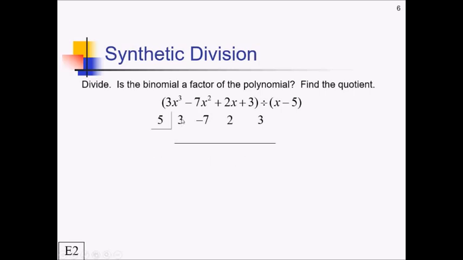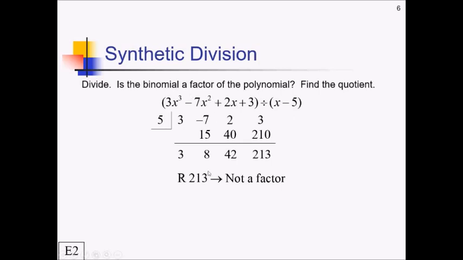Bringing down our first coefficient, we have a 3 down here, times 5 gives us 15, plus negative 7 gives us 8, times 5 is going to give us 40. 2 plus 40 is 42. 5 times 42, that's 210. And 3 plus 210 gives us 213. So we end up with a remainder of 213. Since that's not 0, x minus 5 is not a factor of the polynomial.